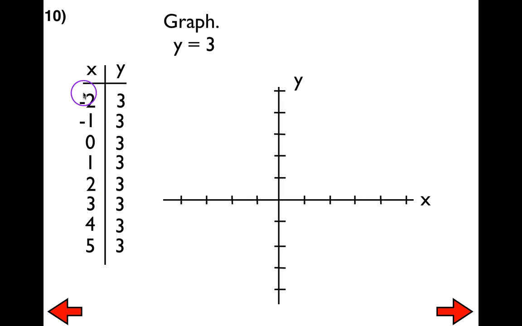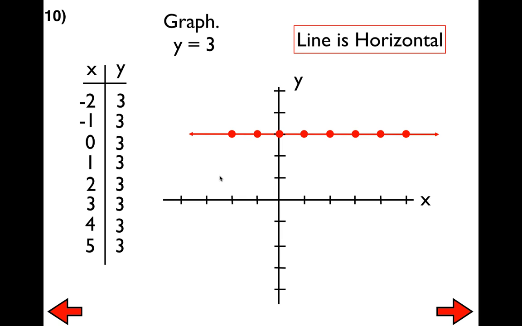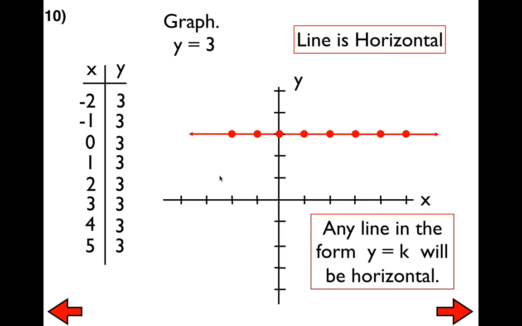So this is kind of overload. You don't need that many, but I want to prove a point here. If I graph these ordered pairs, we have negative 2 comma 3, negative 1 comma 3, 0 comma 3, 1 comma 3, 2 comma 3, 3 comma 3, 4 comma 3, 5 comma 3. So hopefully you start recognizing that you have a horizontal line. So any line in the form of y equals a number is going to be a horizontal line, okay?